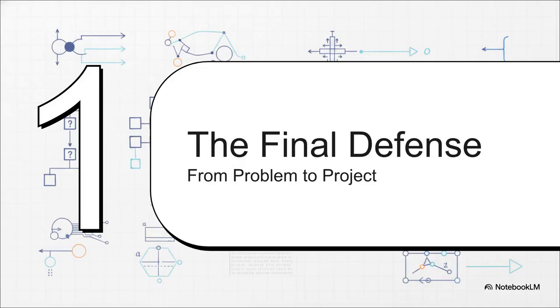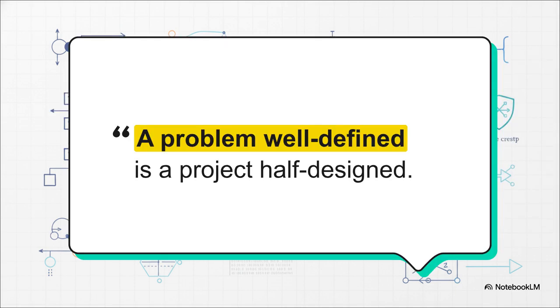Let's see how this builds into Section 6, the final capstone defense, taking it all from problem to project. A problem well-defined is a project half-designed. It is a classic maxim for a reason. All this heavy lifting you're doing right now, engineering the statement, validating the data, gating your logic, this is the absolute bedrock of a successful capstone. If your framing is weak, the entire project crumbles.